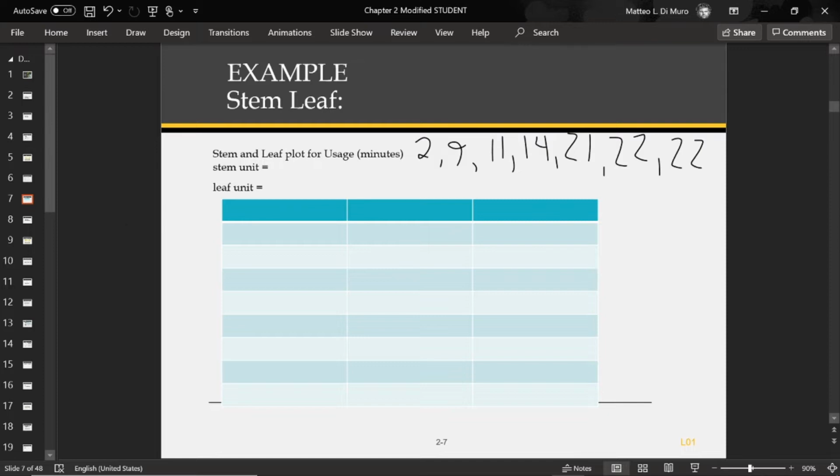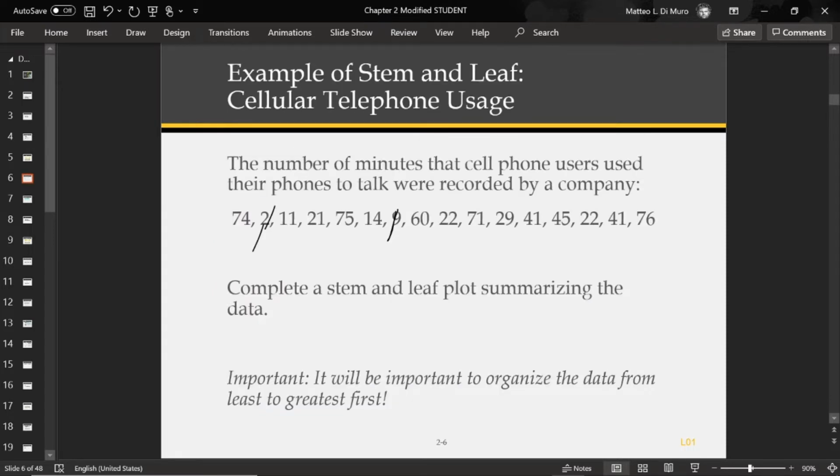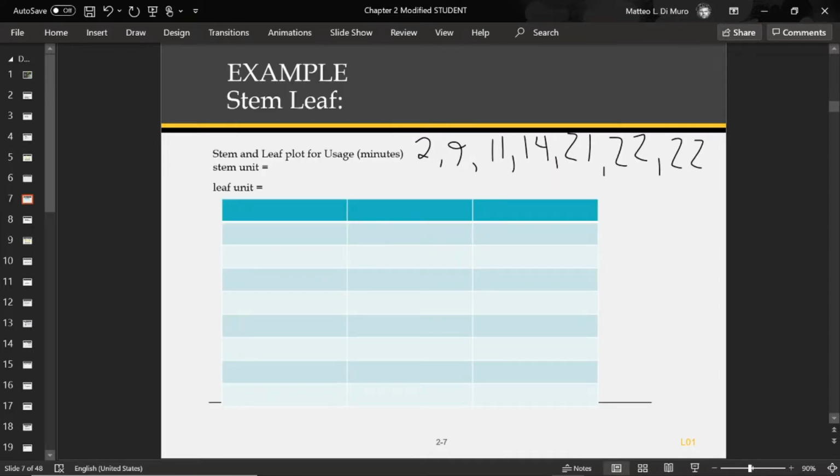Something to note, if you do have a duplicate number, like there are 2 22s in here, so there's a 22 and there's a 22, you just write that number as many times as it comes up. Now I'm going to run out of room, so I'm going to keep going over here underneath. Now there are 2 41s, there's a 45, a 60, 71, 74, and I'm just running out of room here. There we go. Okay, so you've got your data written out from least to greatest.